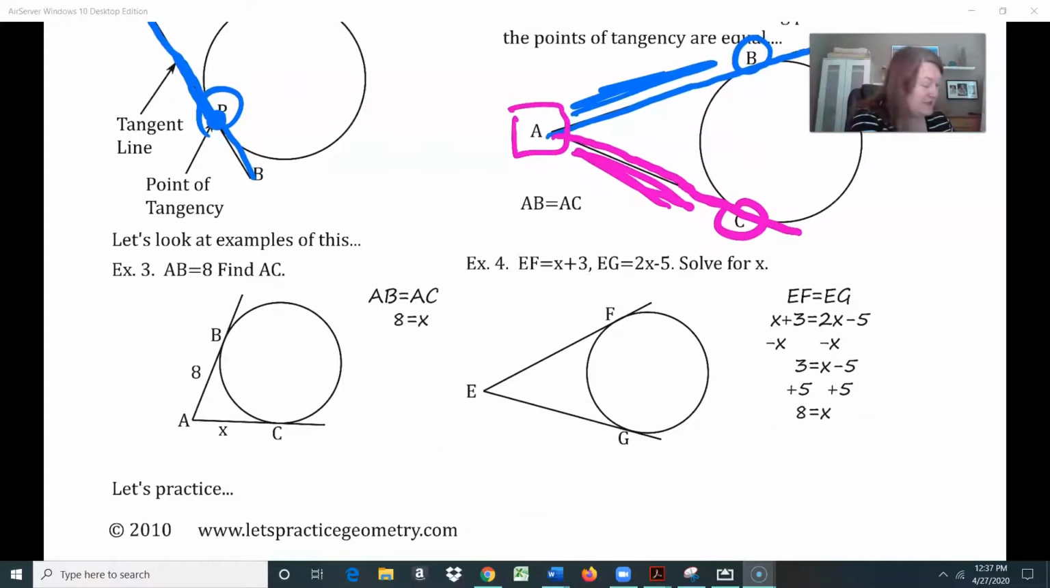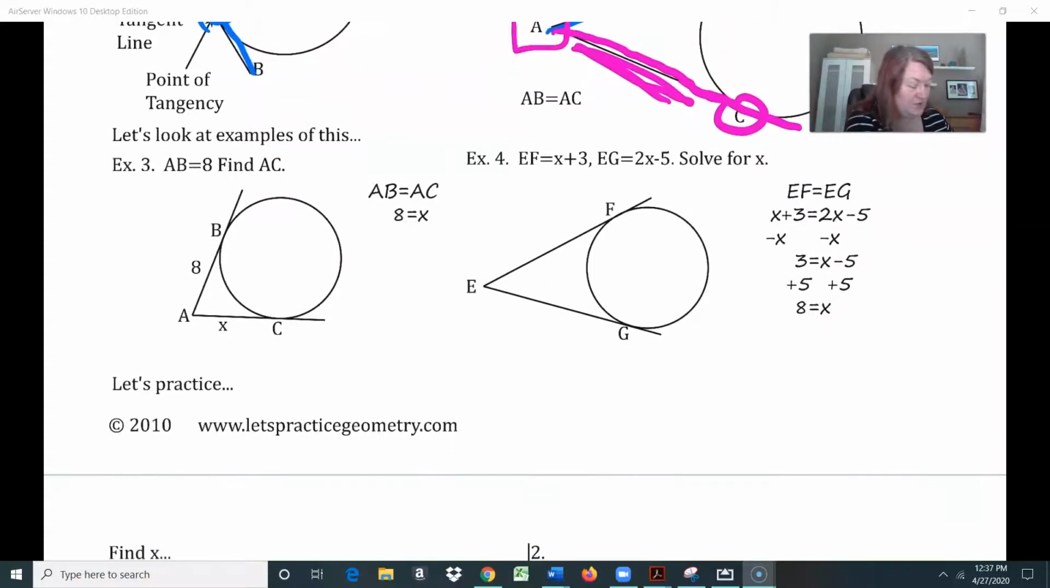Okay, so let's look at some examples of that. Here is our point A. We have a point of tangency at B and C. So these are two tangents that go through the same point on the outside. So this side should equal this side. That means X must be 8. They have to be equal.